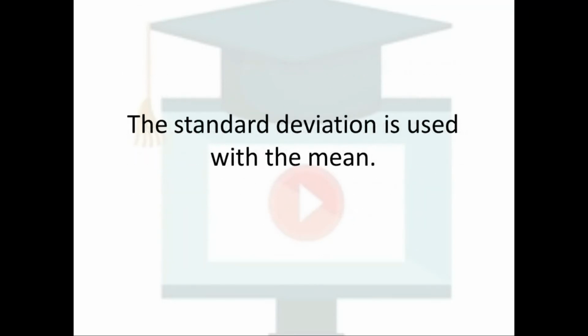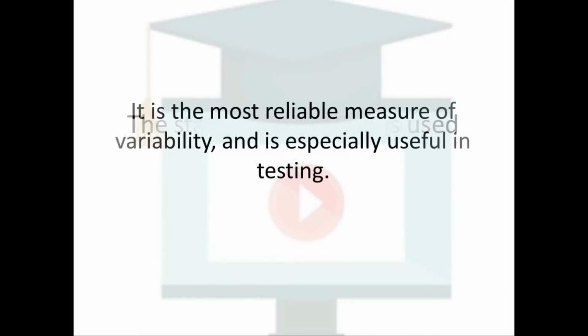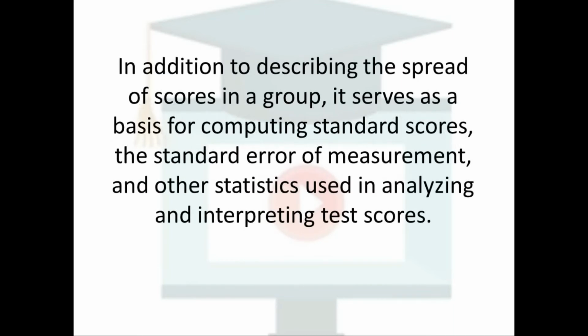The standard deviation is used with the mean. It is the most reliable measure of variability and is especially useful in testing. In addition to describing the spread of scores in a group, it serves as a basis for computing standard scores, the standard error of measurement, and other statistics used in analyzing and interpreting test scores.